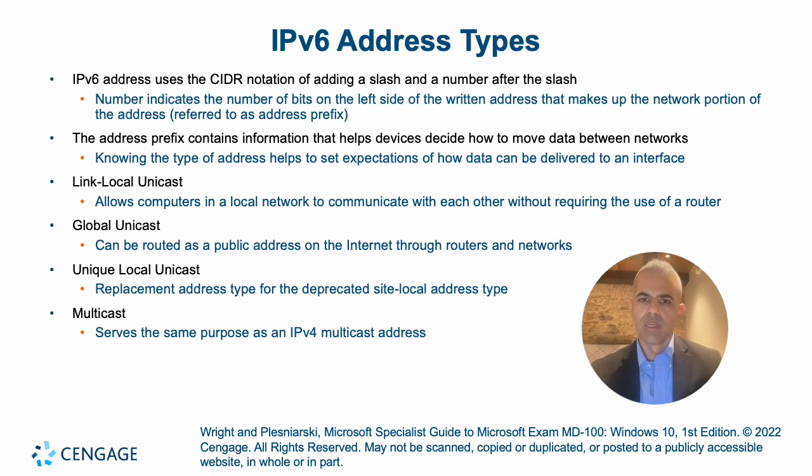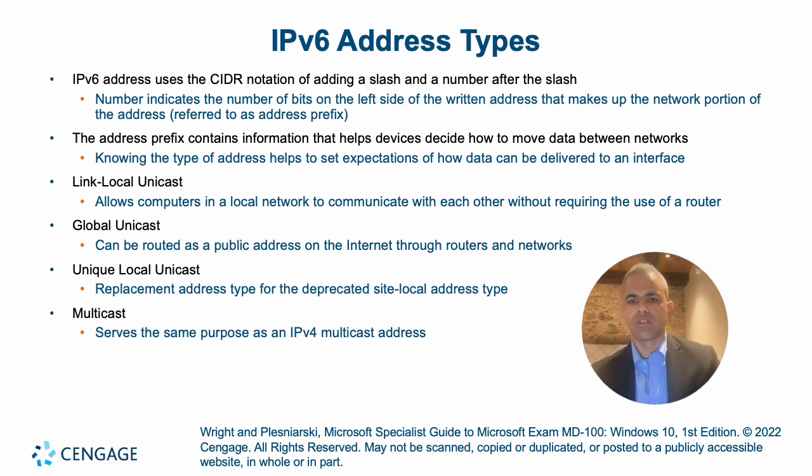All right. IPv6 addresses also use a CIDR notation with the slash and a number after it, which indicates how much of the written address makes up the network portion of the address. Within it, we have the address prefix, and that gives our devices the information to decide how that data is going to be moving. That's what the prefix does. We also have different ways that they're configured to communicate. The first one is link local unicast.